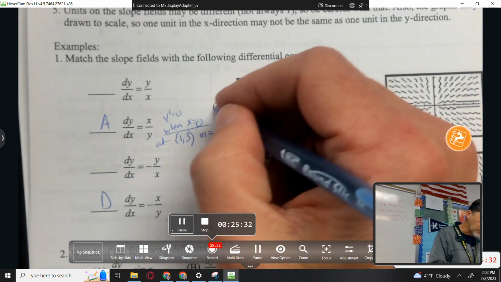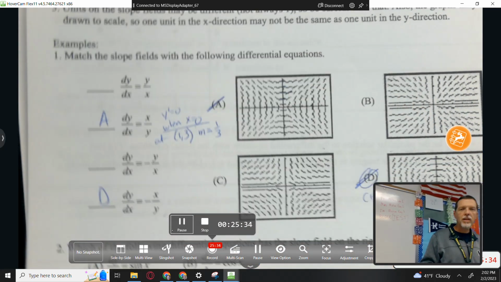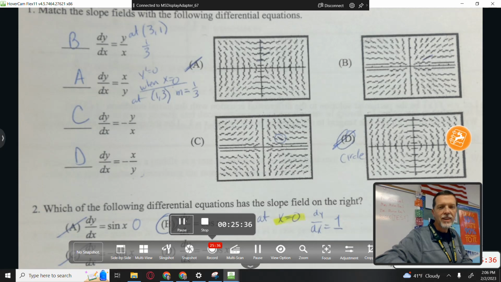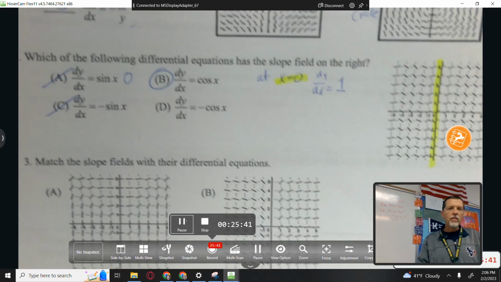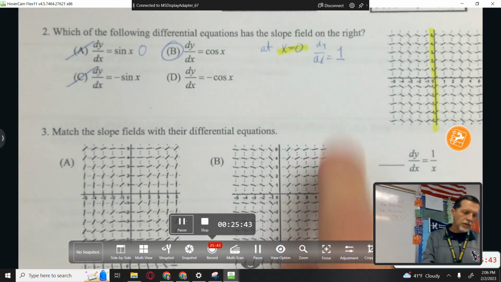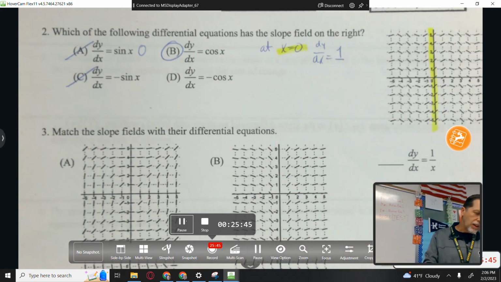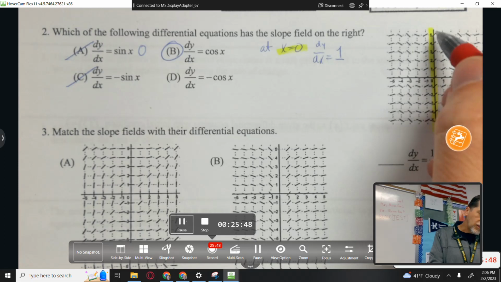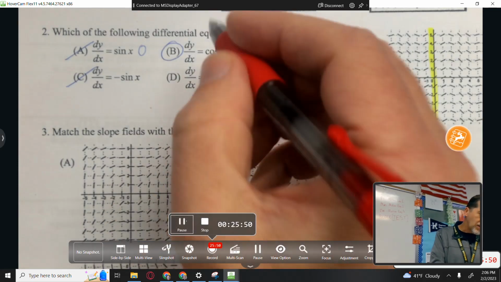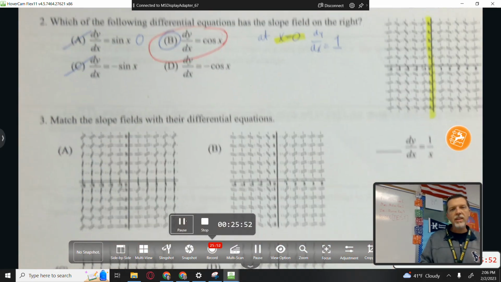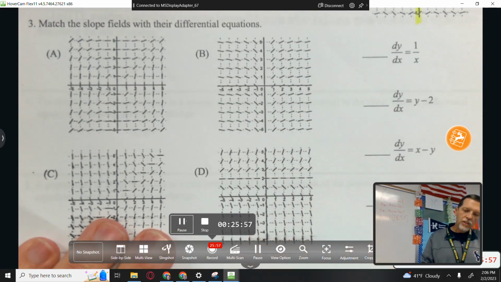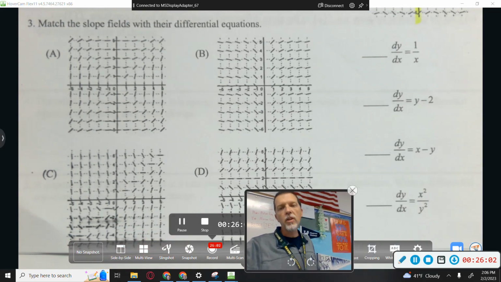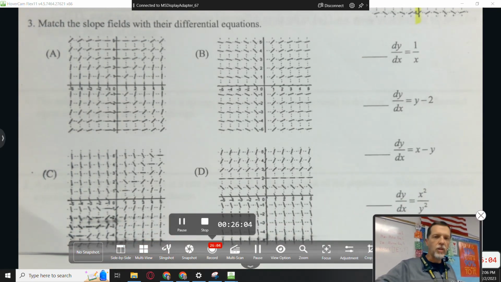So we've got A and D right there. So BACD for the first one. Number 2, if you plug in x equals 0, the slope needs to equal 1, and B is the only one that does that. All right, now you try number 3. What does it depend on? Check the x equals 0 or y equals 0 or where the slope is 0, and see if you can match them up.